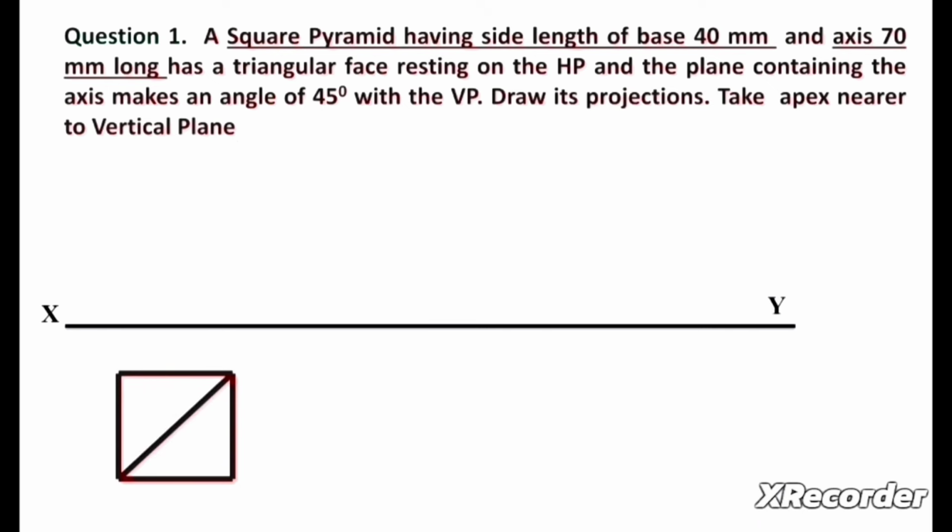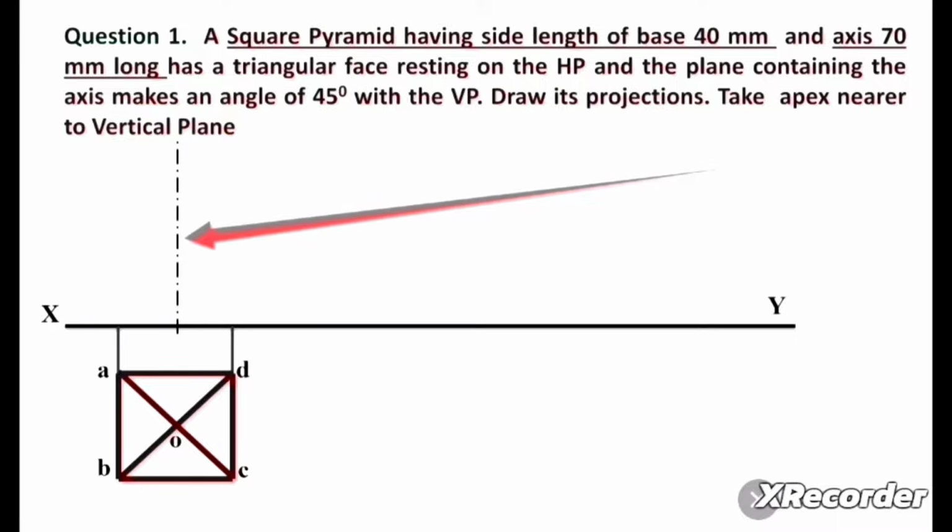Now we can draw the diagonal of this square as shown in the figure. We can mark points A, B, C and D. Now this is point O, the intersecting point of the diagonals. We can draw a vertical line passing from each point. Here we have drawn the axis having length 70 mm as it is given in the question.